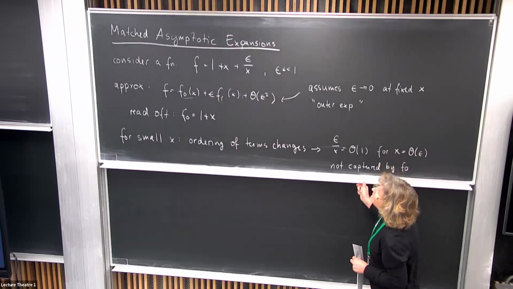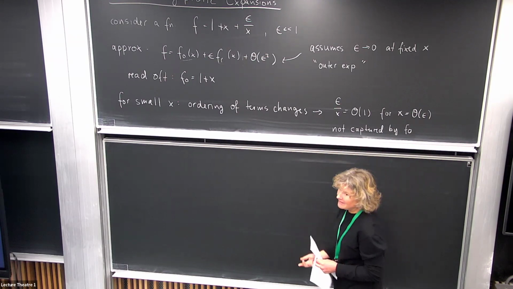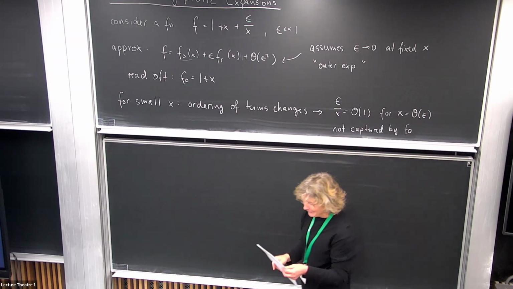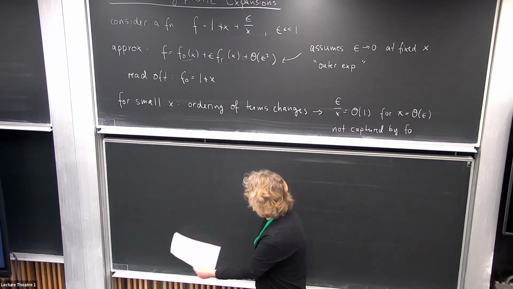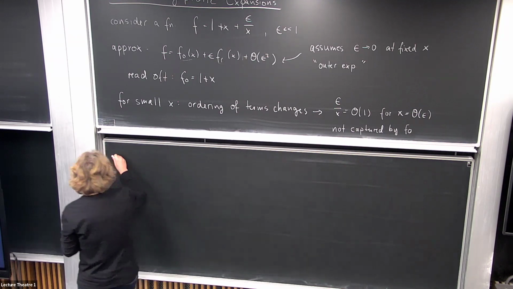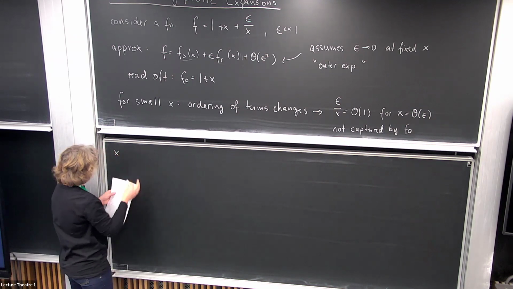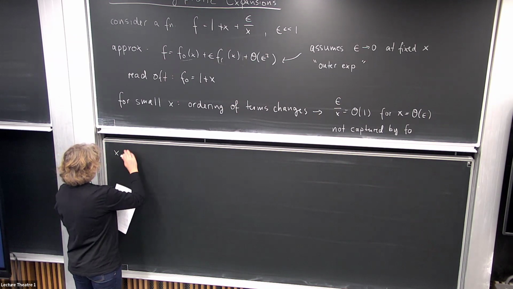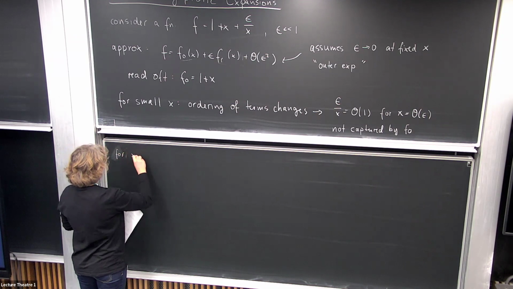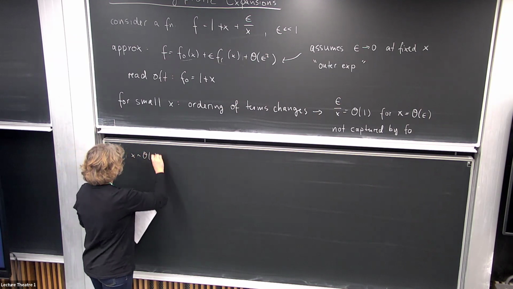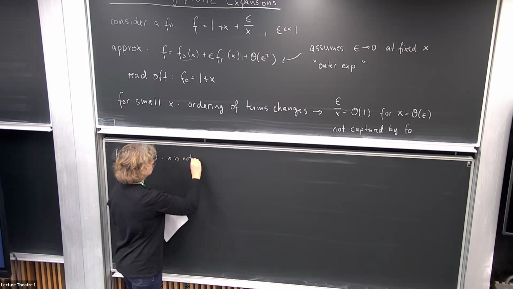Okay, so what do we do? Are we doomed now? We tried something and it failed. Of course, there is a way around that mathematicians have developed. As we already said, x is not a good variable. For this region of small x, when x is of order epsilon, x is not a good variable to keep track of the scaling.